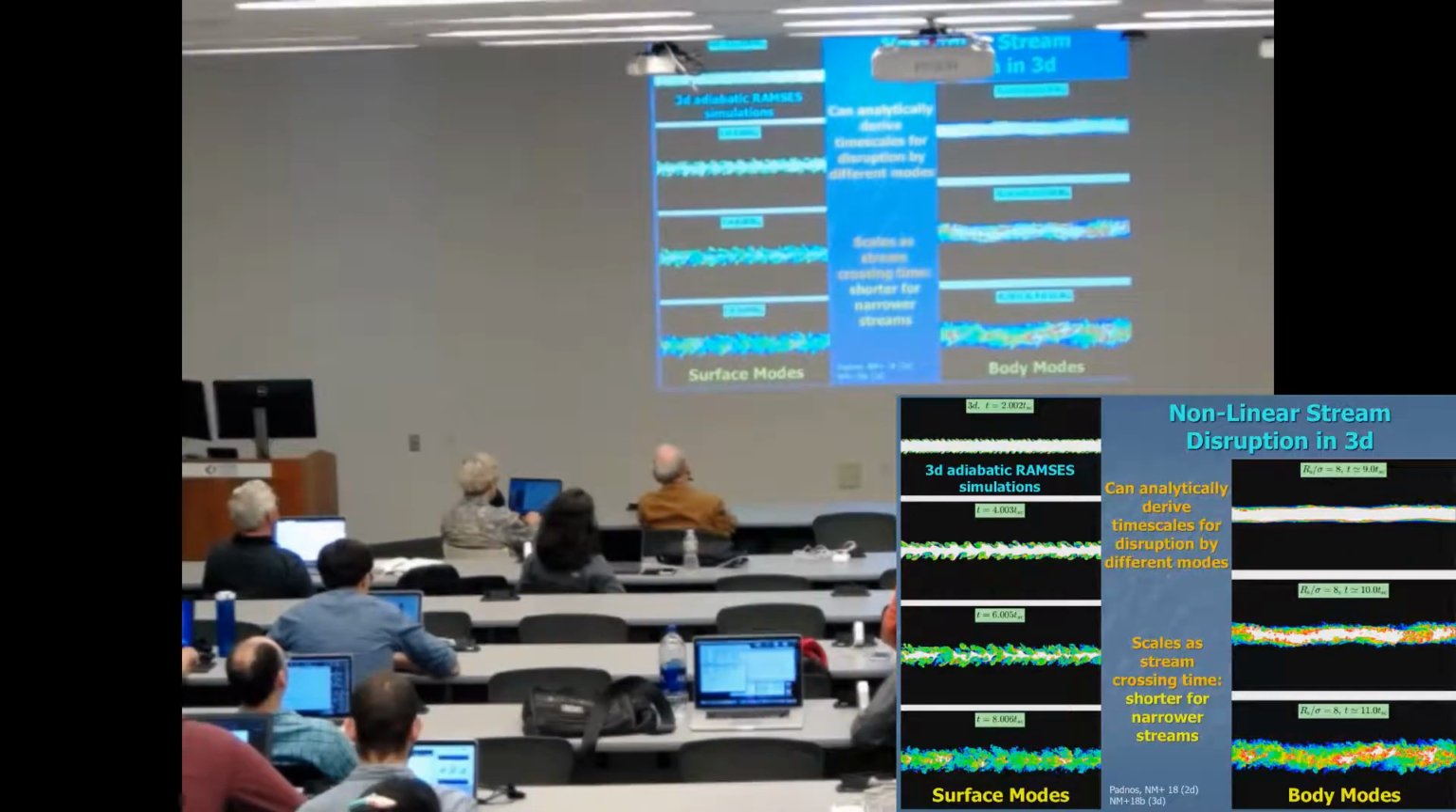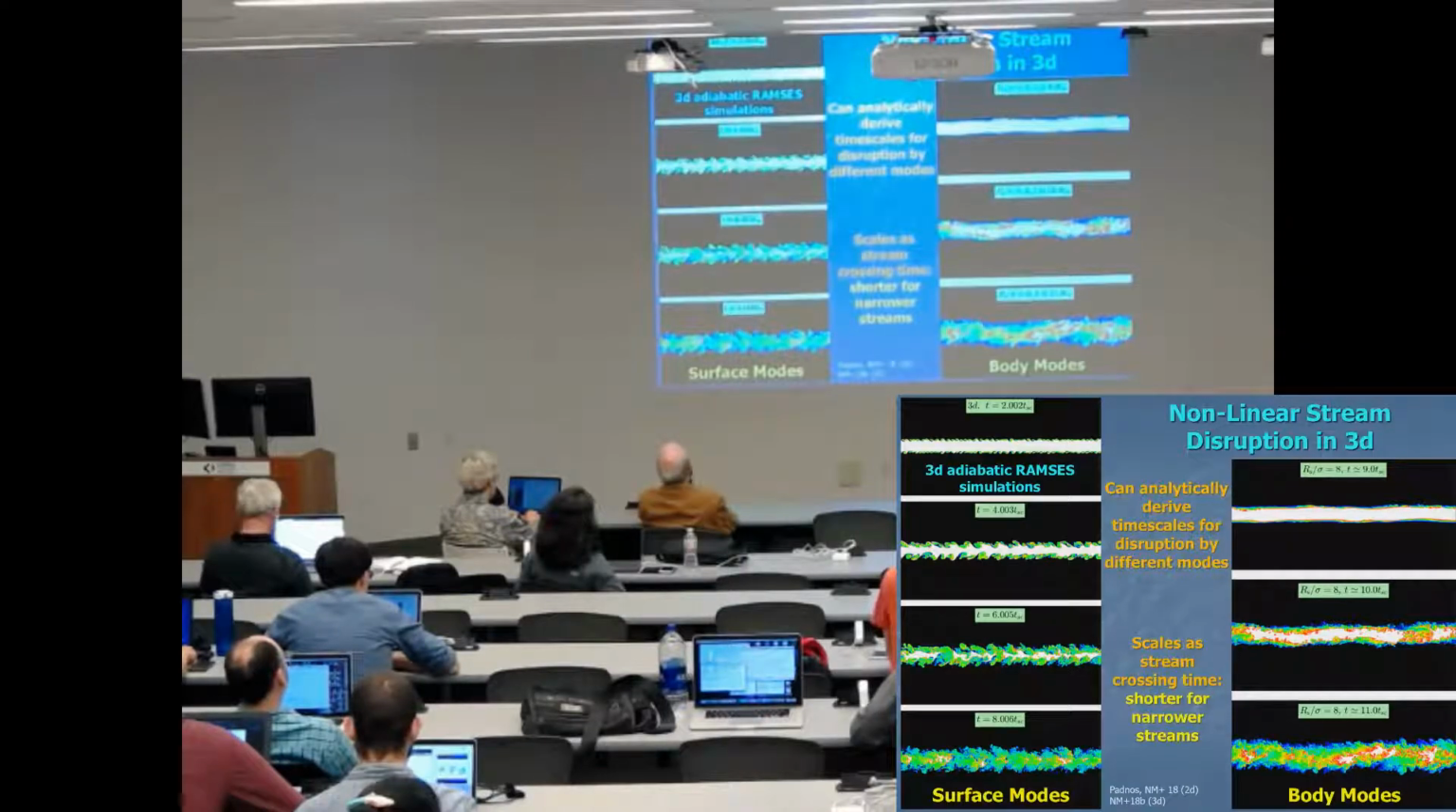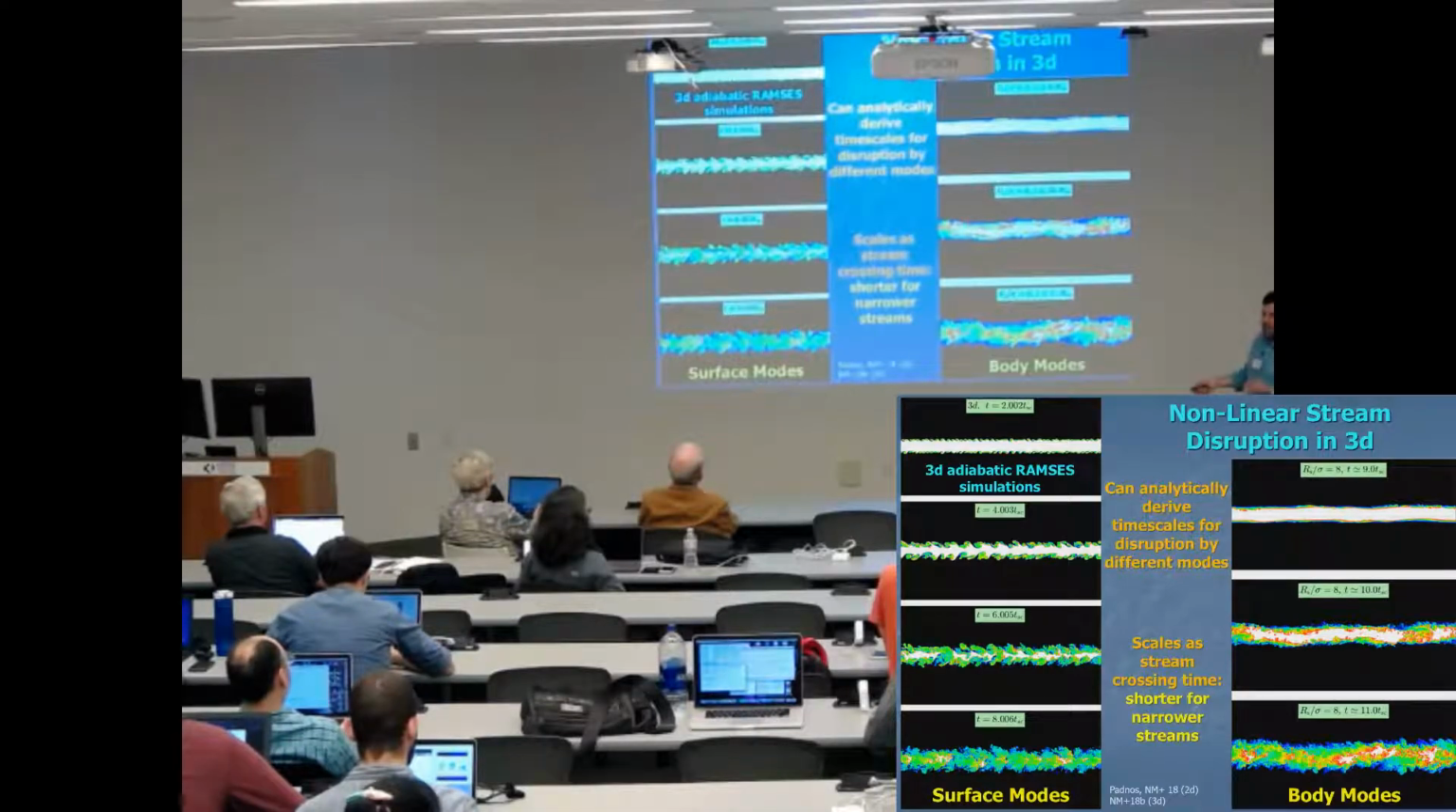Okay, now, what does nonlinear stream disruption look like? So these are for the surface modes, these are for the body modes. Here you begin to form the familiar Kelvin-Helmholtz rolls, and then they merge and they grow, and they basically eat the stream out from the outside in until you're left with a very turbulent mixing zone. The body modes are a bit different. You form kind of a large-scale sinusoidal pattern at first, but then again, eventually you wind up with a very mixed, very turbulent state. And the important thing is you can derive analytically the time scales for each of these two processes. You find that they scale as the stream crossing time.